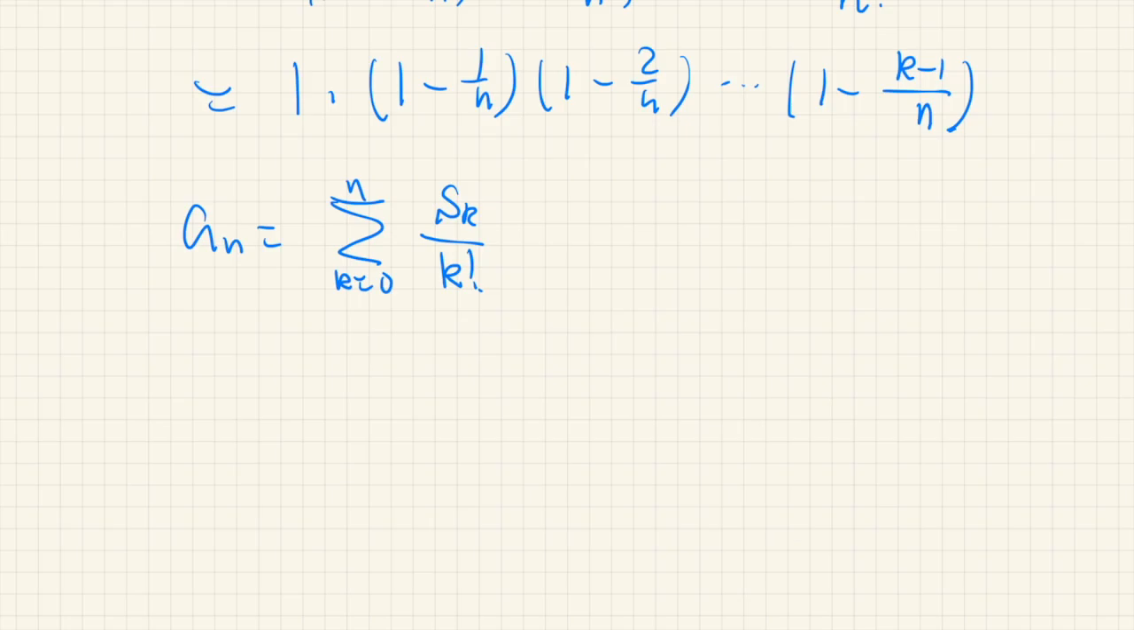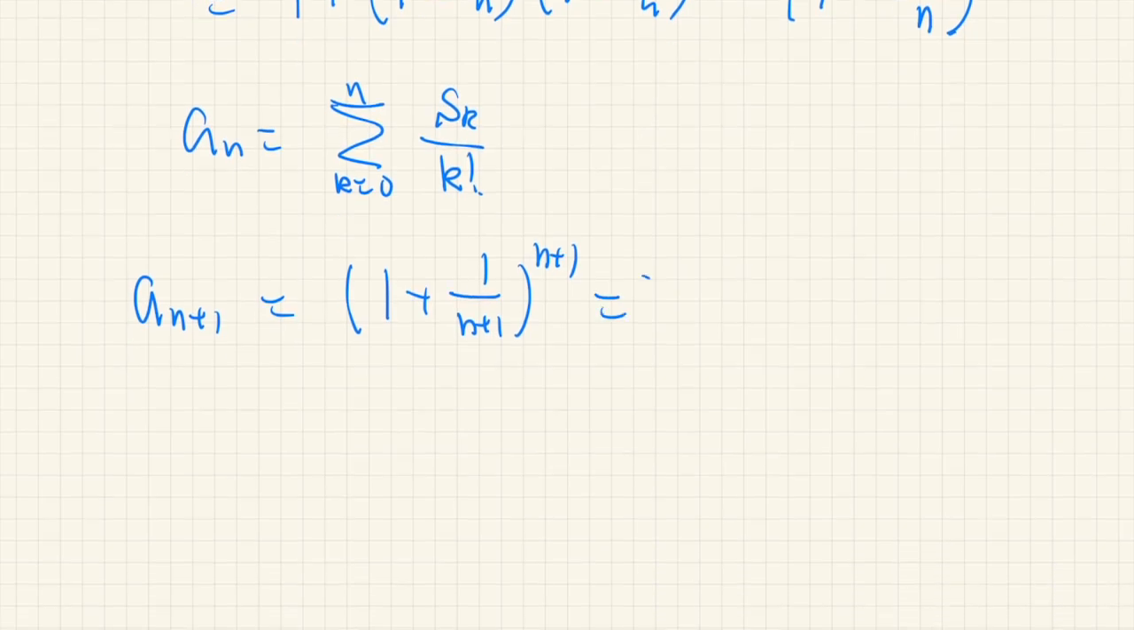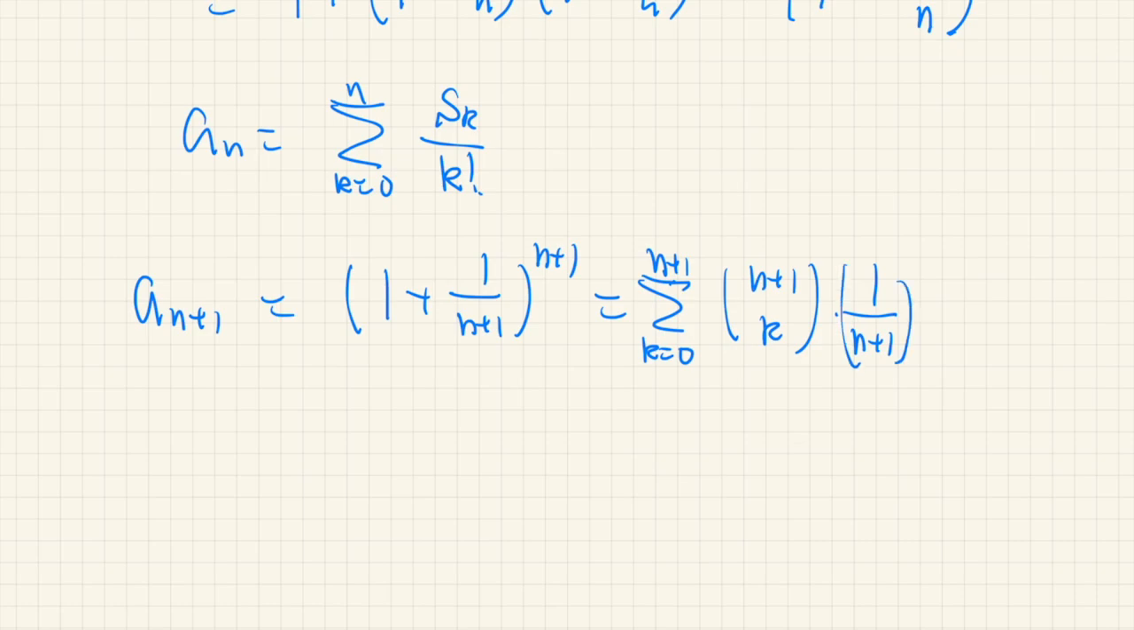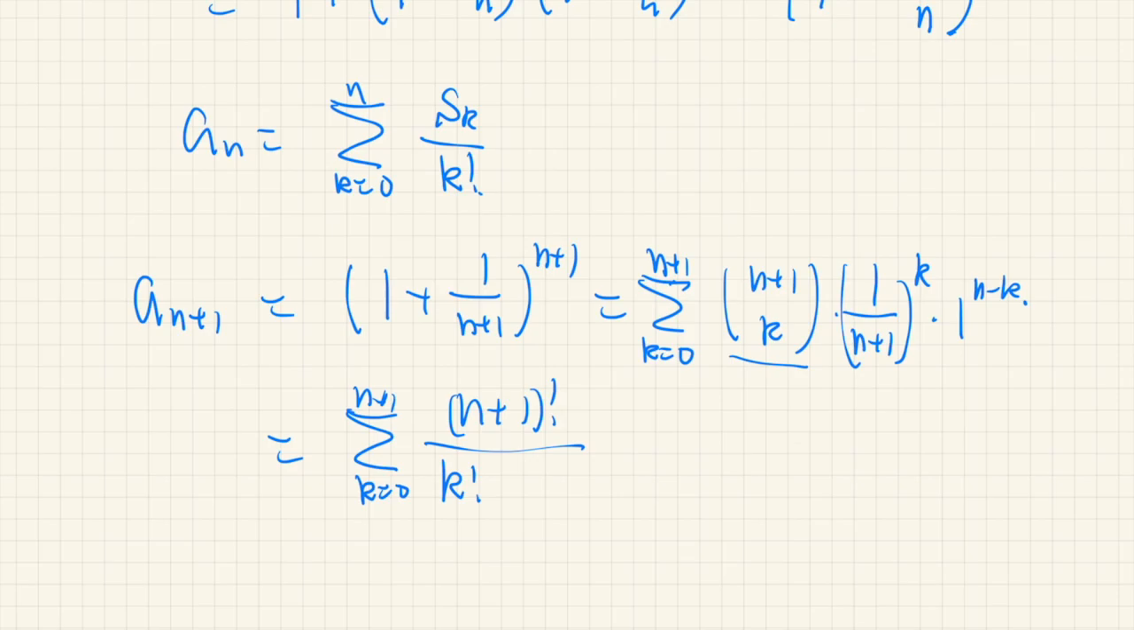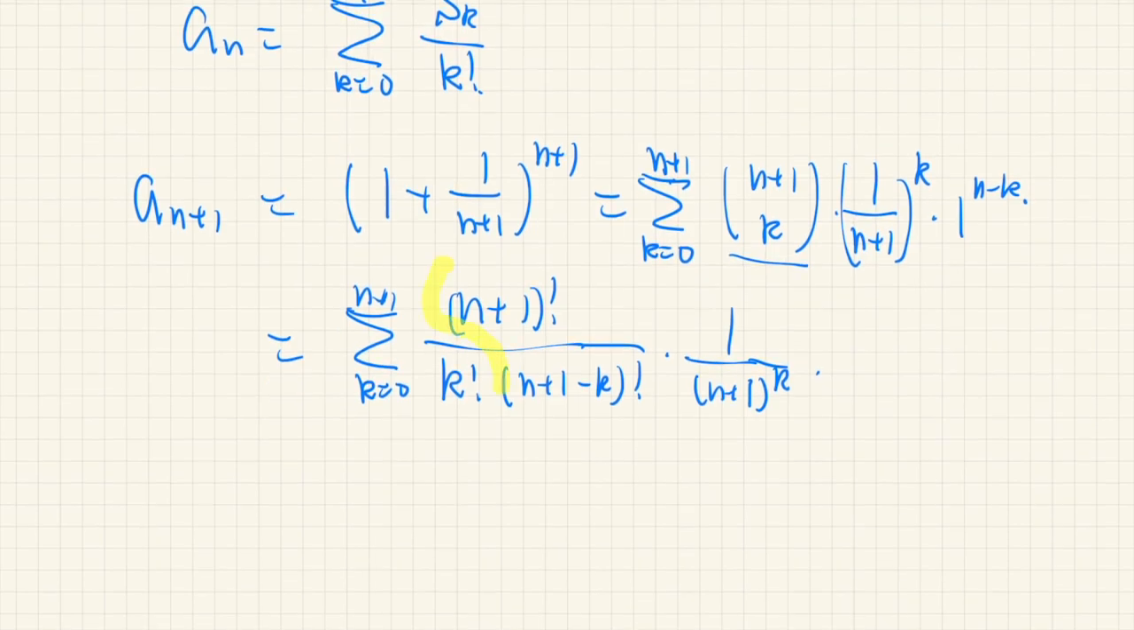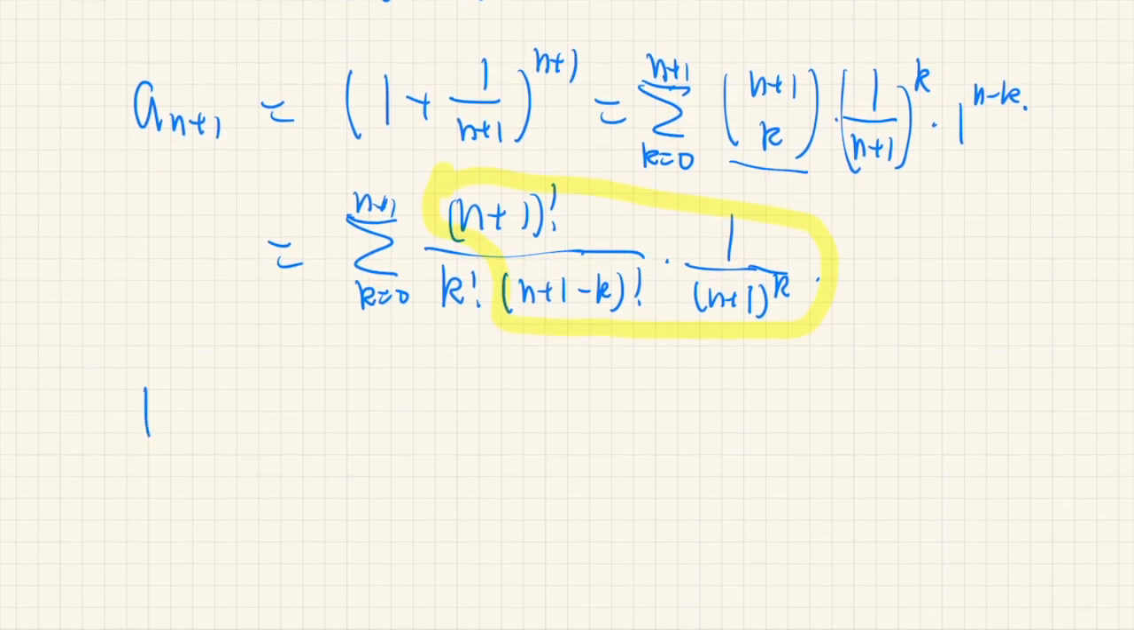Next, consider the next term, that is a_(n+1). According to the definition, this is (1 plus 1 over n plus 1) to the power of n plus 1. Again, let's use the binomial theorem. We have k from 0 to n plus 1 in this case, and n plus 1 choose k, times 1 over n plus 1 to the power of k, and 1 to the power of n minus k. So again, let's write this factor explicitly: n plus 1 factorial over k factorial times n plus 1 minus k factorial, and 1 over n plus 1 to the power of k. Okay, now let's combine these factors together to define t_k.